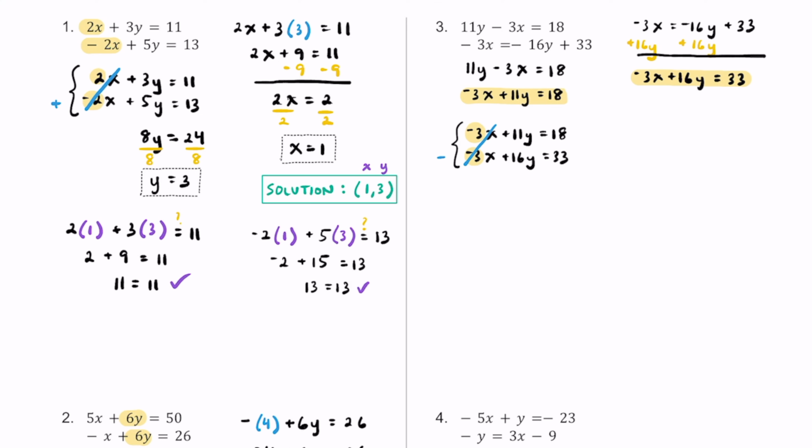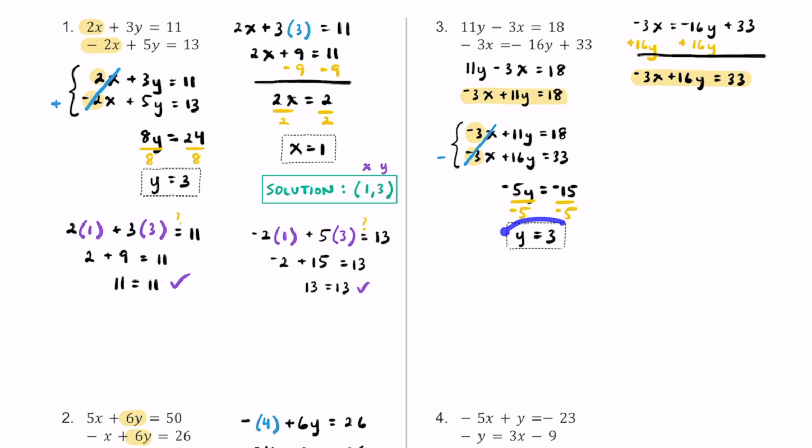Then we're going to go ahead and take 11y, take away 16y. That's going to be negative 5y. Okay, so the left side just has negative 5y. And on the right side, we have 18 take away 33, and that's going to be negative 15. So we have a little one-step equation here, and we can solve for y by just dividing both sides by negative 5. If we go ahead and do that, then we're going to get that y is equal to positive 3. Okay, so that would be part of our solution.